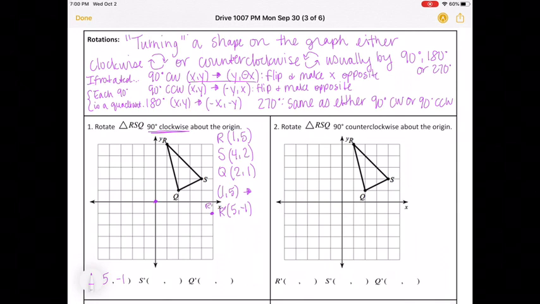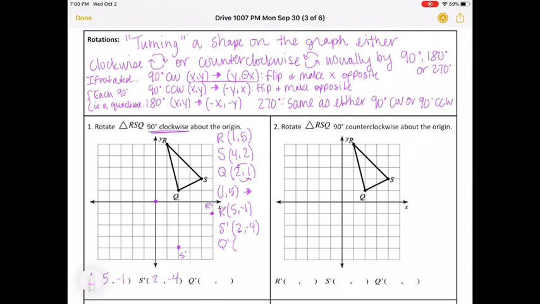All right, now S. So S prime. So again, flip my values, X and Y, so that's 2, 4. Same rule here, so I'm making that new Y, but the old X negative. So that's 2, negative 4. 1, 2, 1, 2, 3, 4. S prime.